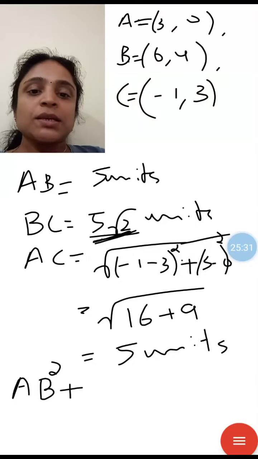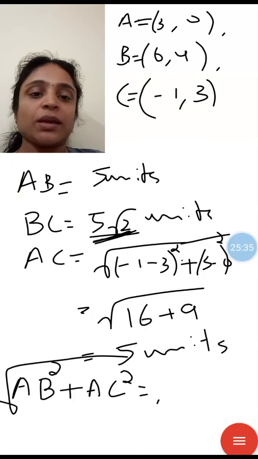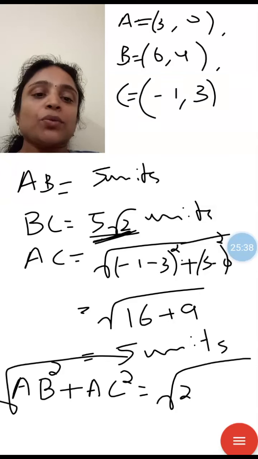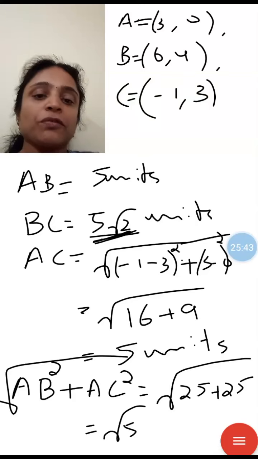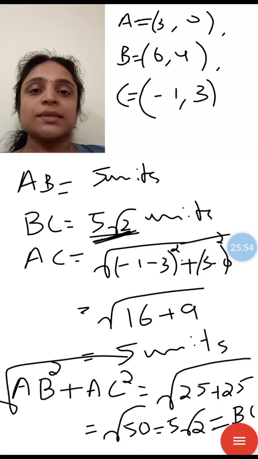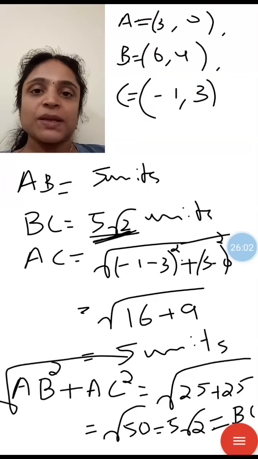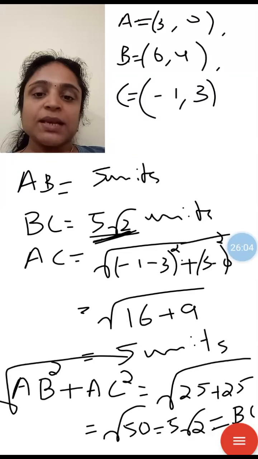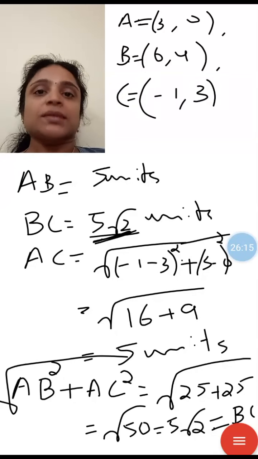Okay. Now, we have to prove that this is also right angled. Root of AB square plus AC square equal to root of 25 plus 25 equal to root of 50 equal to 5 root 2, which is equal to BC. Hence, this is a right angled triangle. We got BC equal to root of AB square plus AC square, which means this is a right angled triangle by converse of Pythagoras theorem. So, hence this triangle ABC is an isosceles right angled triangle.